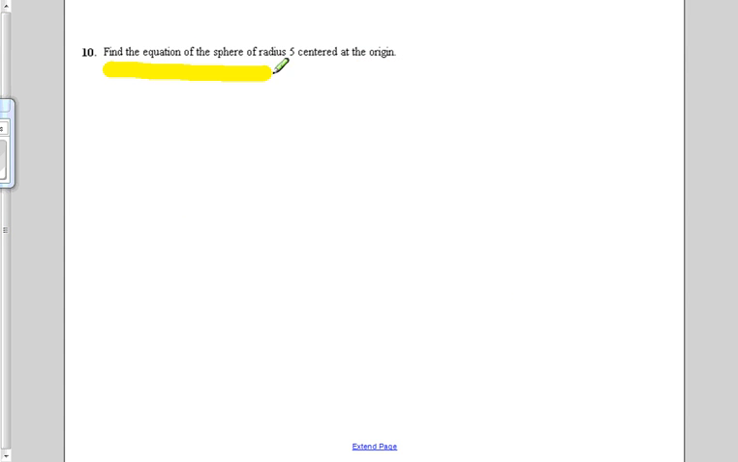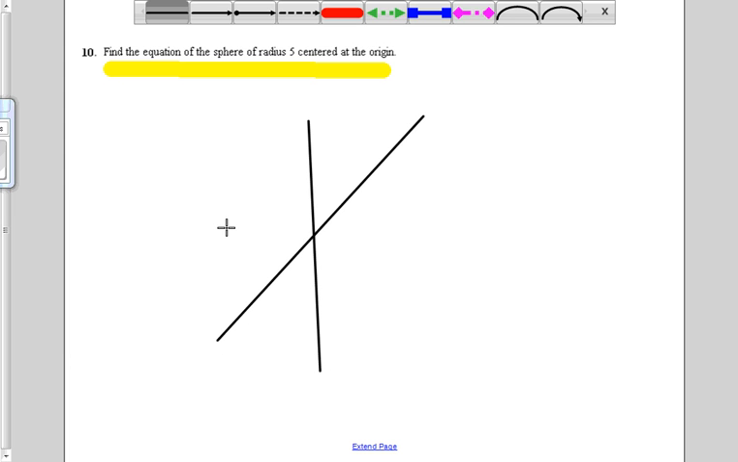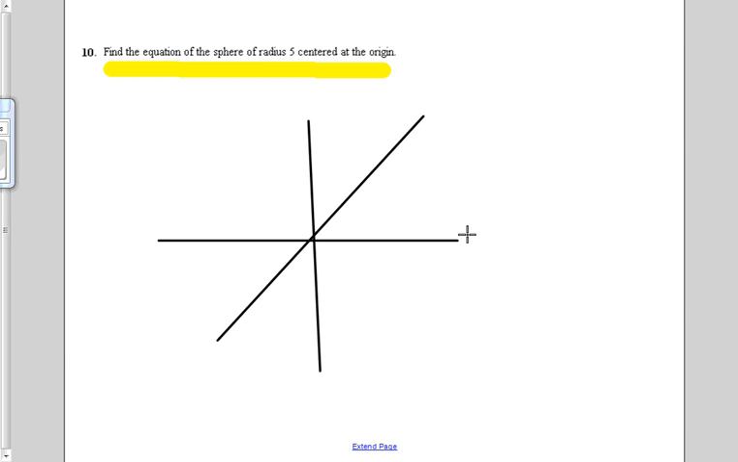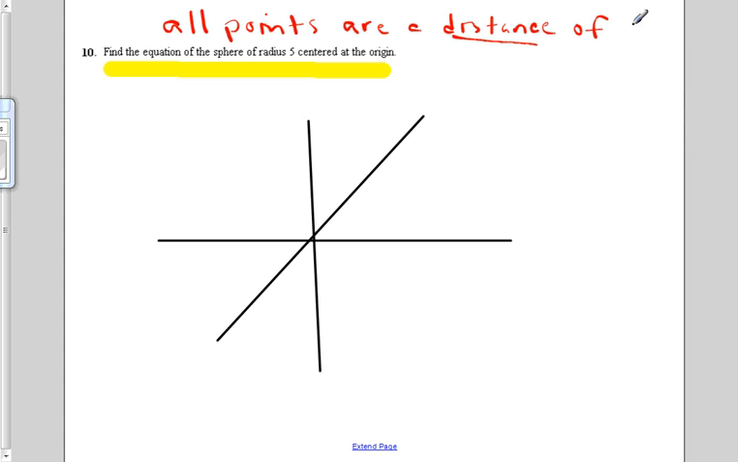Geometry question. Find the equation of the sphere of radius 5 centered at the origin. So, you know what this looks like. The center of the sphere is at the origin. The definition of a sphere means that all points on the sphere are a distance, and this should start ringing bells, are a distance of 5 from the origin.